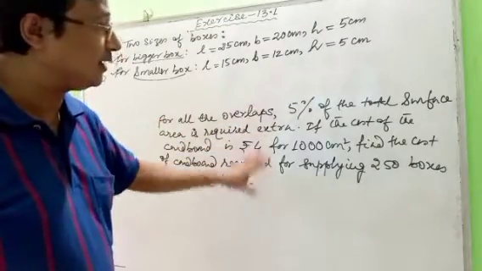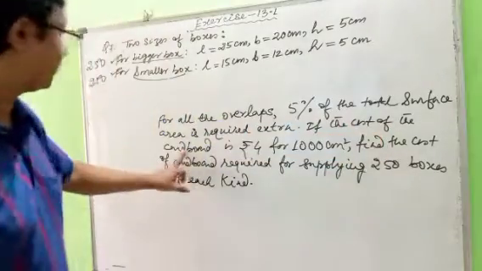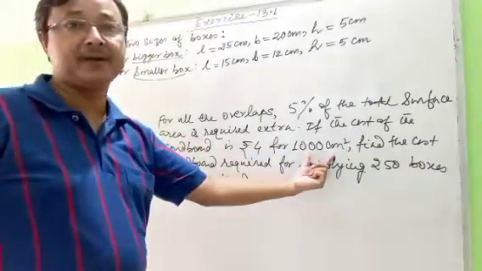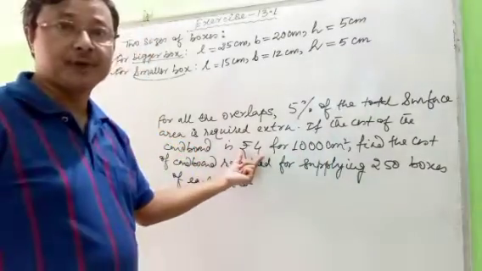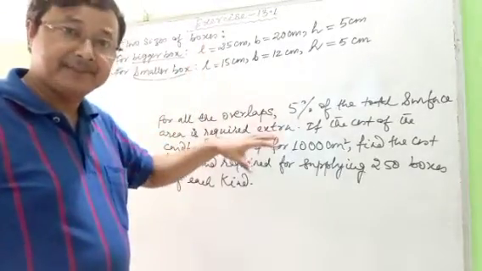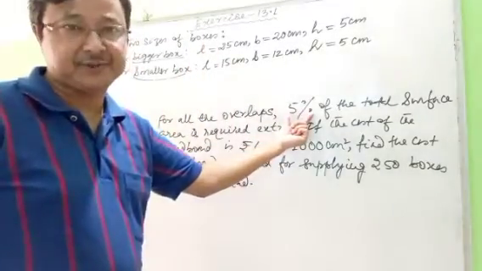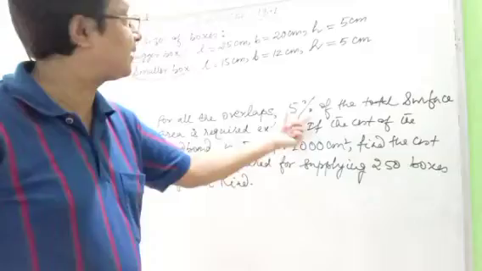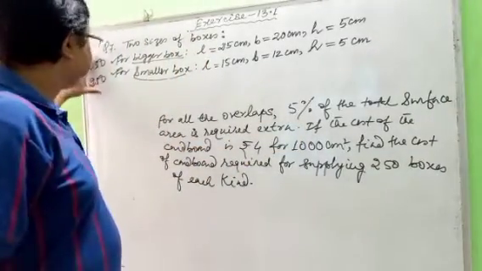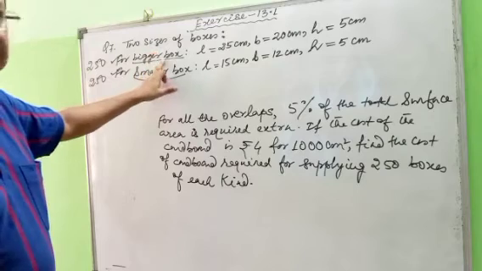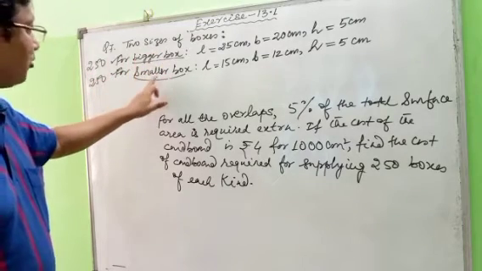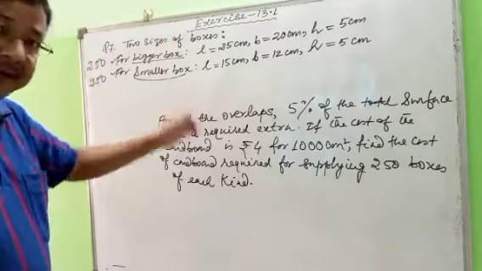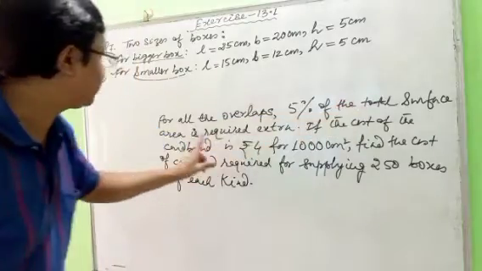Then you are going to find the cost. If the cost of the cardboard is rupees 4 for 1000 centimeters square, that means for every 1000 centimeters square, the cost of cardboard is rupees 4. So after getting the total area, including this 5% extra, that means after finding the total surface area of these 500 boxes, 250 of the bigger box and 250 of the smaller box, you are going to add to that the 5% of the total surface area required extra.